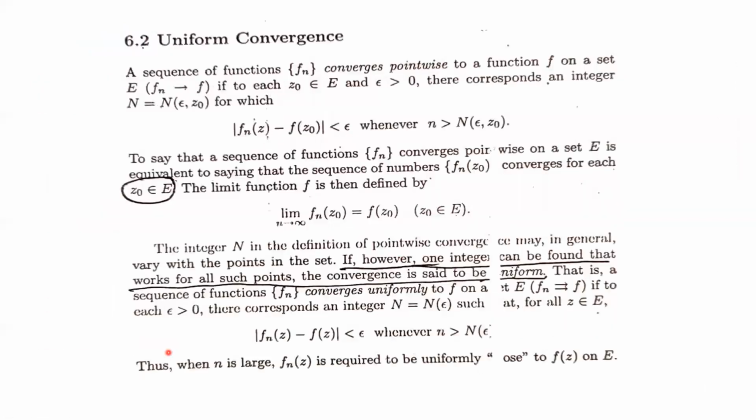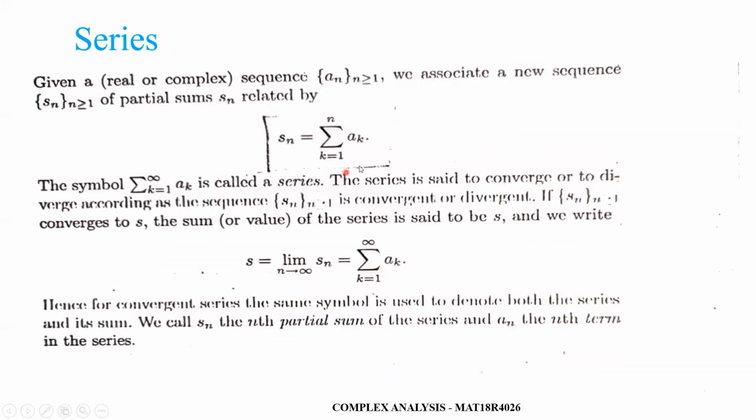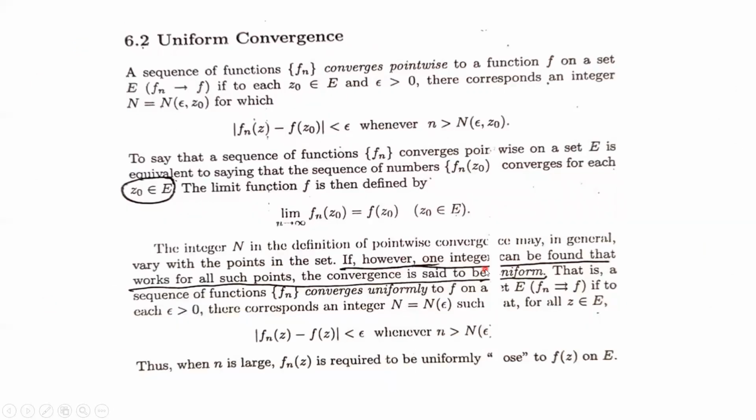Now, there is something called uniform convergence. The previous definition was about a series of complex numbers. Now, instead of these numbers, if we write some complex functions, which depend on both a natural number n and a complex variable z, then this series will be called a series of functions. Like here, a sequence of functions f_n converges pointwise to a function f.